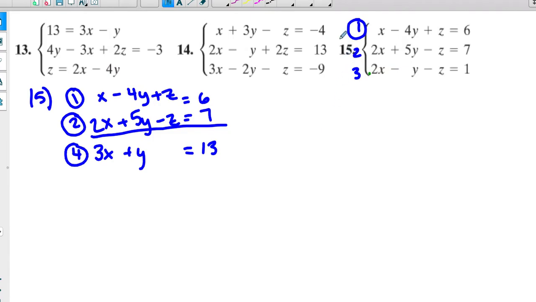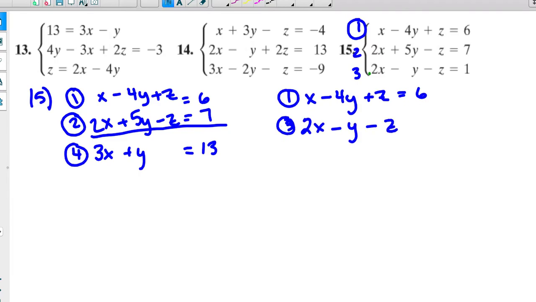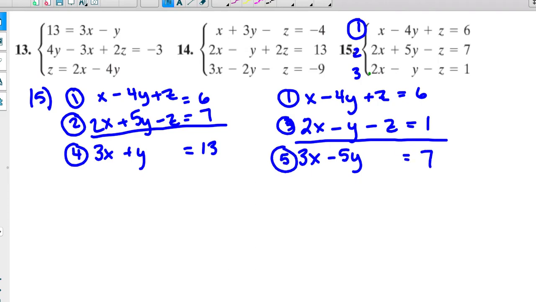Now we want to add equations 1 and 3 together. So you have x minus 4y plus z is 6, and 2x minus y minus z is 1. Add these two equations together and you get 3x minus 5y. The z's cancel out. 6 plus 1 is 7. Now this is equation 5 because we created it by adding 1 and 3.